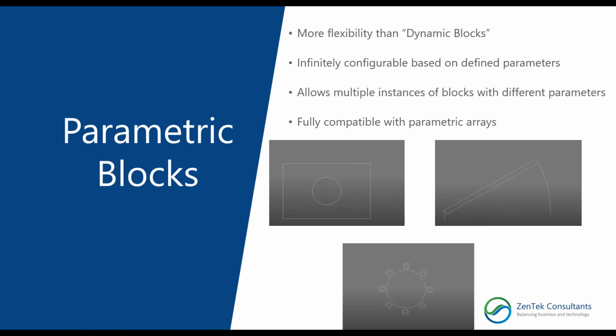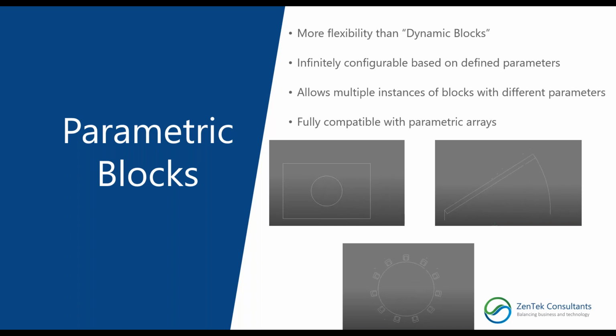Parametric blocks are infinitely configurable. When you add parameters to your blocks, you can change the dimensions to an infinite range as to how the parameters will allow you to change them. If you use a dynamic block, you're going to have some limits where you can only go past a certain point after which the block structure begins to break down. With parametric blocks, you can define your parameters as rigidly or as loosely as you want, so you'll be able to make your blocks as configurable as possible.